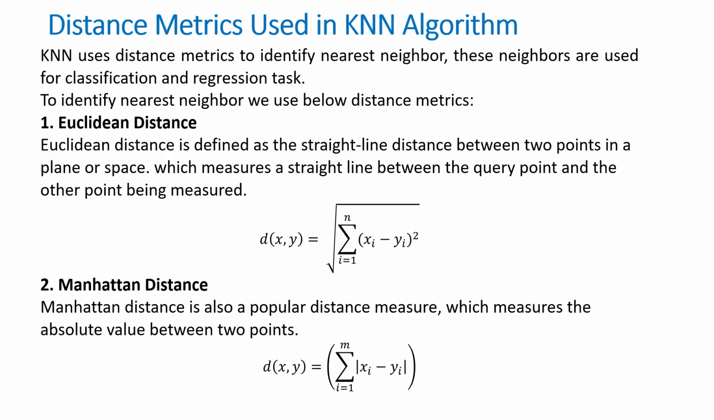So in the steps I said clearly, we will be finding the nearest neighbor. How can we find out the nearest neighbor? By calculating the distance between the neighbors and the new data point. To calculate the distance in the KNN algorithm, many methods are there.